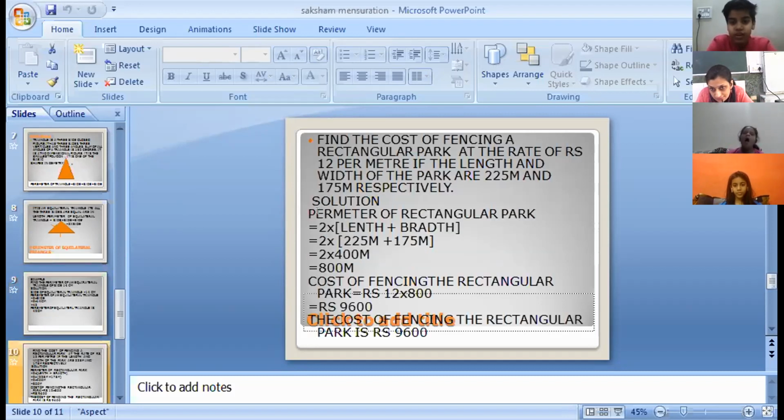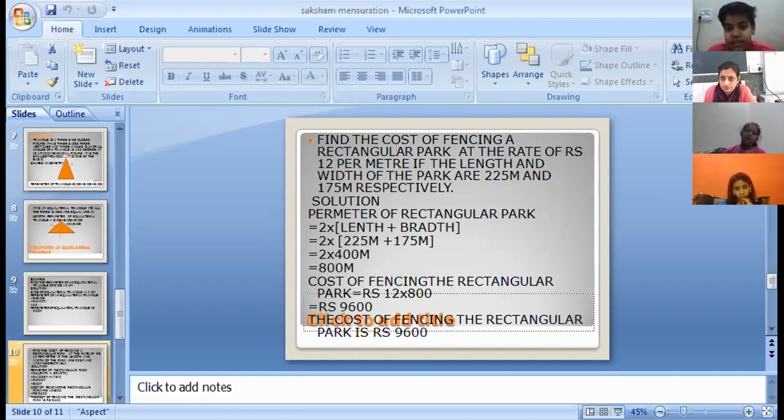Now there is one more example. Find the cost of fencing a rectangular park at a rate of rupees 12 per meter, if the length and the width of the park are 225 meters and 175 meters respectively. The answer: perimeter of the rectangular park is 2 into (length plus breadth), which is 2 into (225 meters plus 175 meters), equal to 2 into 400 meters, which is equal to 800 meters.